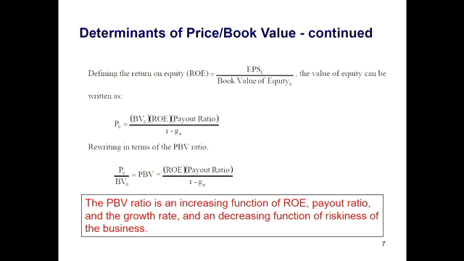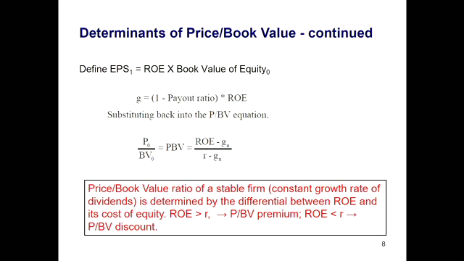By playing with the equation a little bit further, we can rearrange the price to book value ratio to this. And if we assume g, the constant growth rate, is a constant, when the return on equity exceeds the difference between the cost of equity and the constant growth rate, we're going to have a price to book value premium.